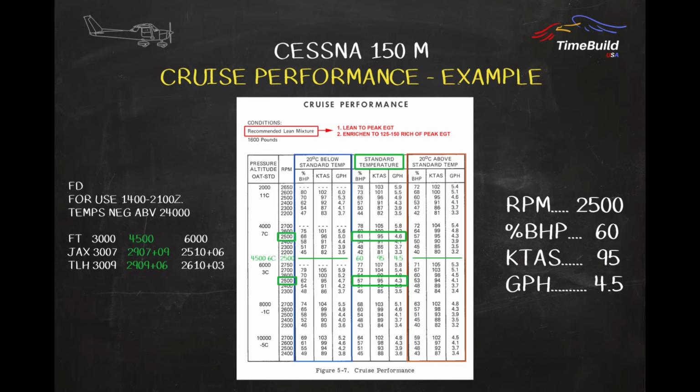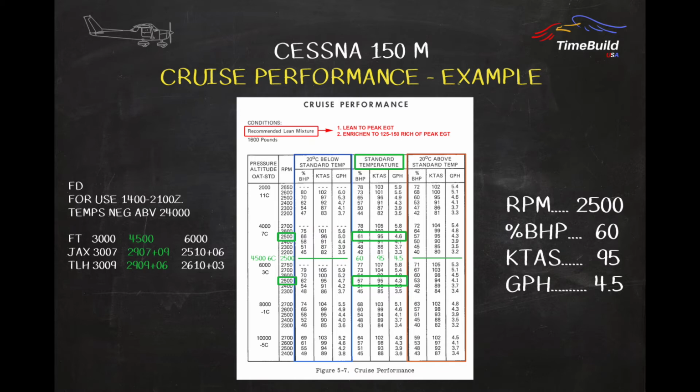The chart depicts values for 4,000 and 6,000 feet, so we will need to interpolate for 4,500. Selecting a target RPM of 2,500 will produce about 60% horsepower, resulting in a true airspeed of 95 knots and a fuel burn rate of 4.5 gallons per hour.